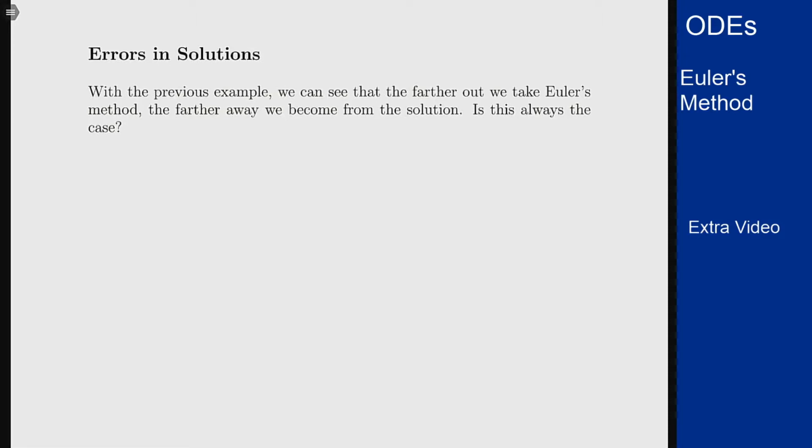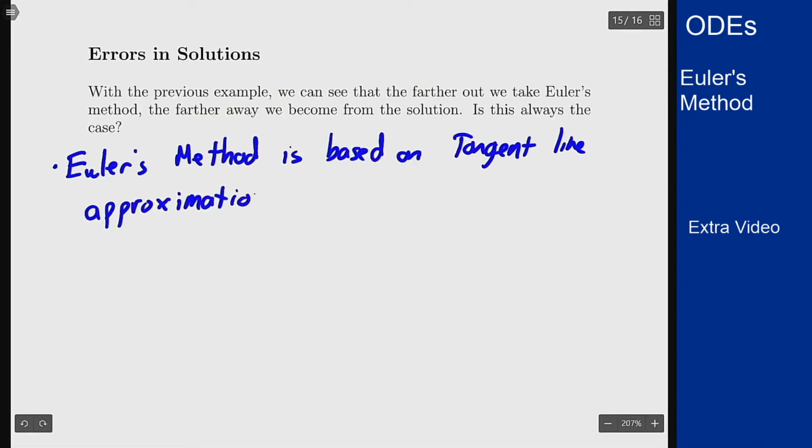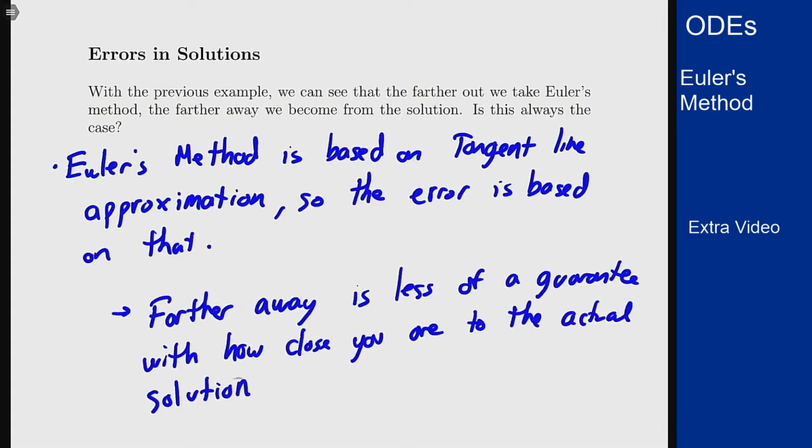Because this is based on tangent line approximation, the errors in Euler's method are the same as those for tangent line approximation, in that the farther you go away from the base point, the less guarantee you have that you're definitely going to be close to the curve at your next point. You can obviously remedy this by taking smaller steps and using more steps to get there, but that takes more runtime and more code development to make that happen. However, it doesn't mean that you're always farther away the further out you go in the process.